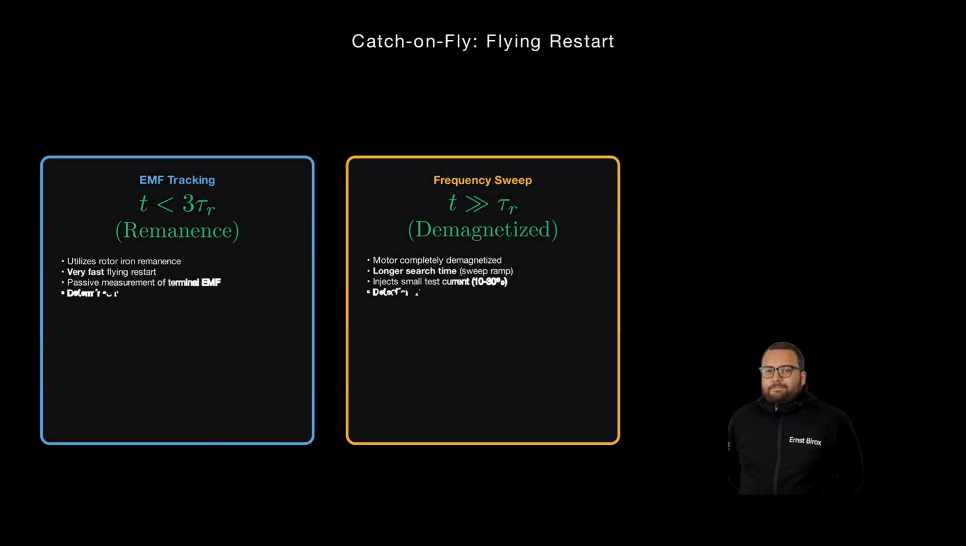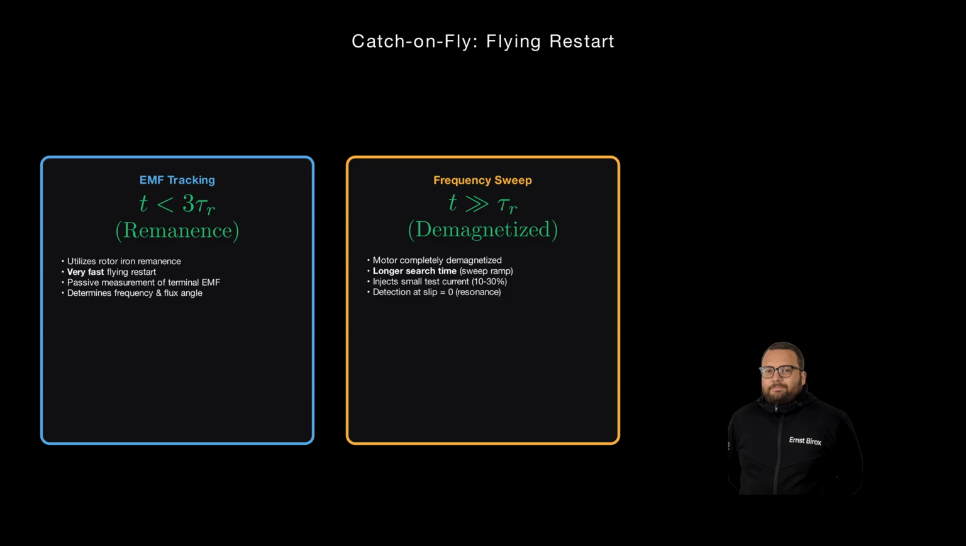Since the magnetic rotor flux, due to the small rotor time constant, decays much faster than the mechanical coast-down of the motor takes, the catch-on-fly function uses two methods. EMF tracking utilizes the remaining rotor remnants and catches the motor extremely fast by passively measuring the frequency and phase of the induced stator voltage.